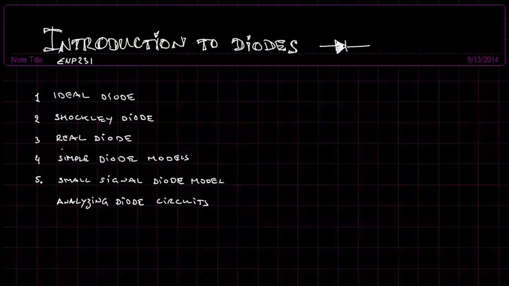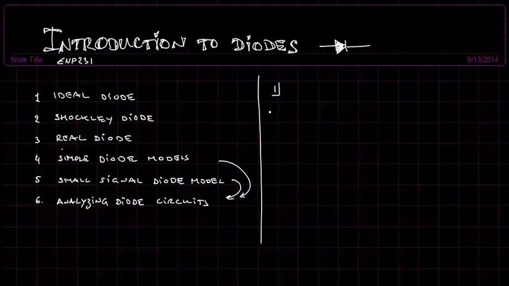Fifth, we'll develop the small signal diode model. So when you look at incremental changes in voltages or current associated with the diode, you can replace it with a small signal resistance and thereby linearize it. And then sixth, we'll analyze some diode circuits making use of both the small signal and our diode models. Okay, so let's begin with the ideal diode. All right, the diode has a symbol like so.